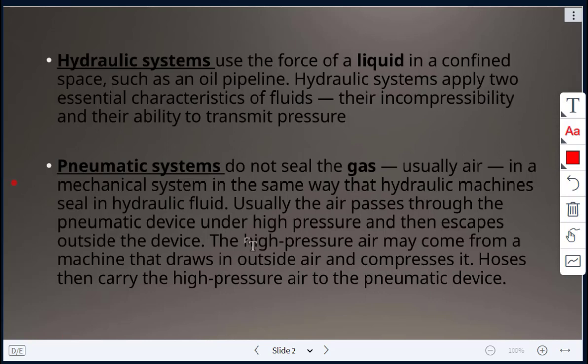Pneumatic systems use a gas, but they do not seal the gas. The gas is usually just air, but it is not sealed the way it is in a hydraulic system. So, not sealed, and it's a gas instead of a liquid. Usually the air will pass through the pneumatic device under a high pressure, and then it will escape outside of the device. The high pressure air usually comes from a machine that will draw in outside air and then compress it. Hoses will then carry that high pressure air to the pneumatic device.